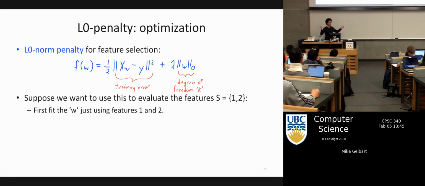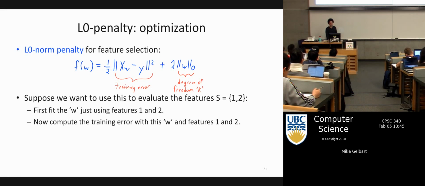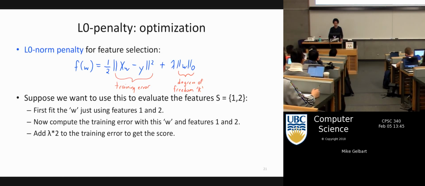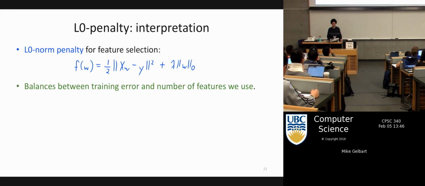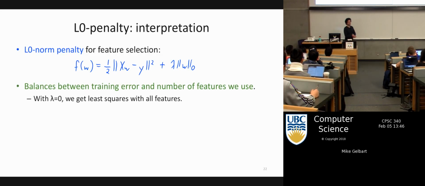Okay, so we want to take, for example, just keep features 1 and 2. We fit W using those features, compute the training error, and then add lambda multiplied by 2, and then we repeat this with all the choices. So all things we've already discussed. Okay, so the idea here is we're balancing our squared error with number of features. We're using a complexity penalty in the sense that we talked about at the beginning of class. And all the same stuff that I said before again applies.